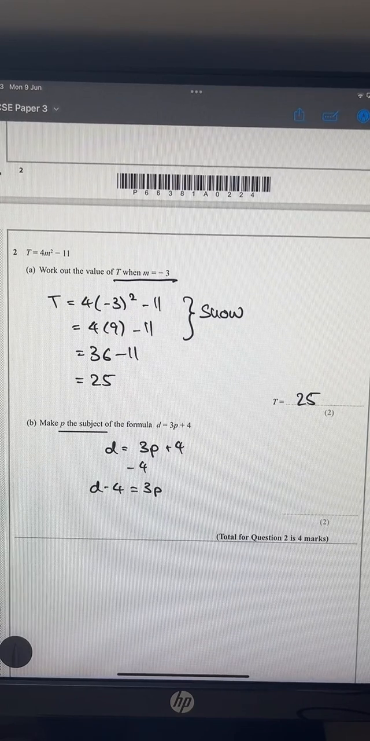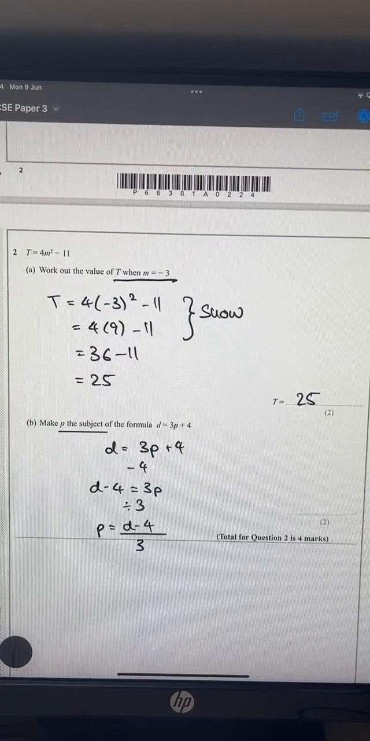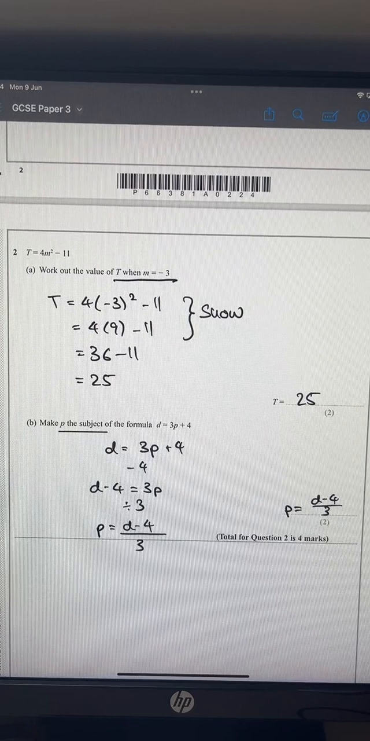So all I have to do is the inverse of multiplication, which is division. So I'll divide through by 3. So P is equal to D minus 4, and remember it's all going to be over 3. So P equals D minus 4 over 3. And that's how you do those 2 questions. Nice easy start. Hopefully it's all okay so far. Let's move on.